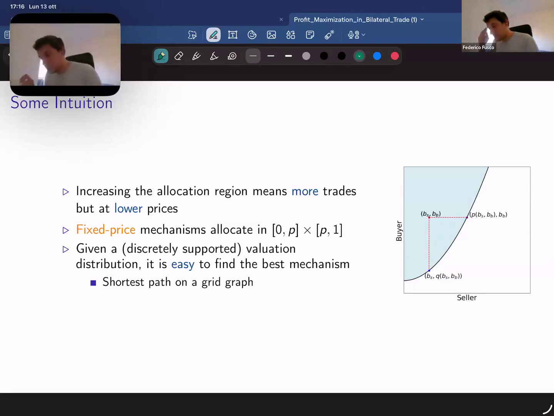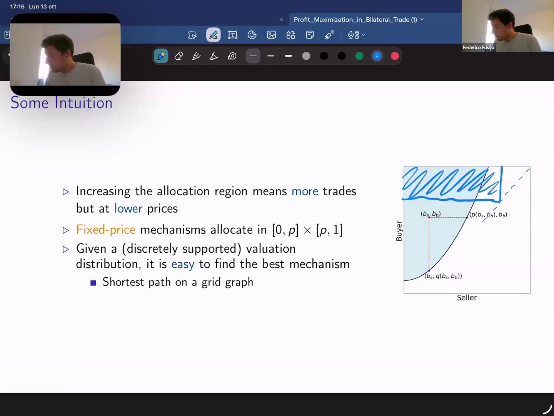And also, to get some intuition of what's going on, if, for instance, I want to understand with these figures what a fixed price mechanism would look like, so a mechanism that just posts a price and asks the buyer and the seller whether they want to trade for that price, well, this will just be something of this form. So it will be a rectangle, and the angle of the rectangle will lie on the diagonal. Okay, so a fixed price mechanism would be something of this type.